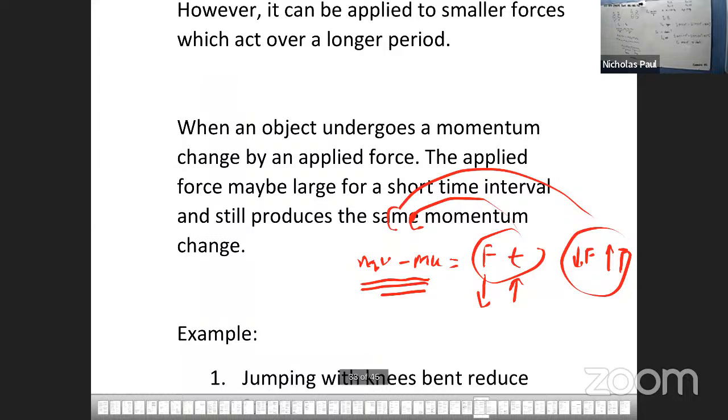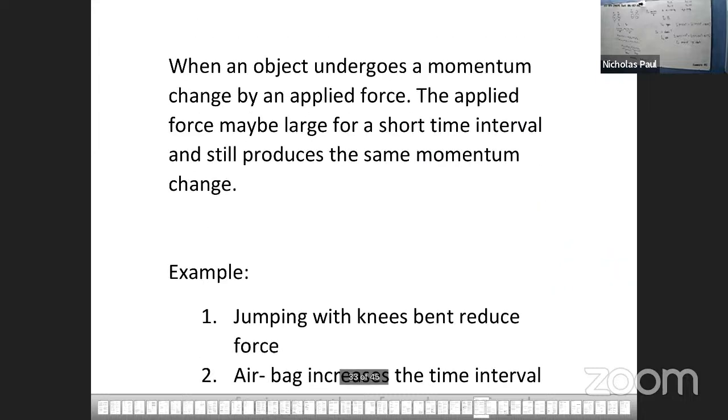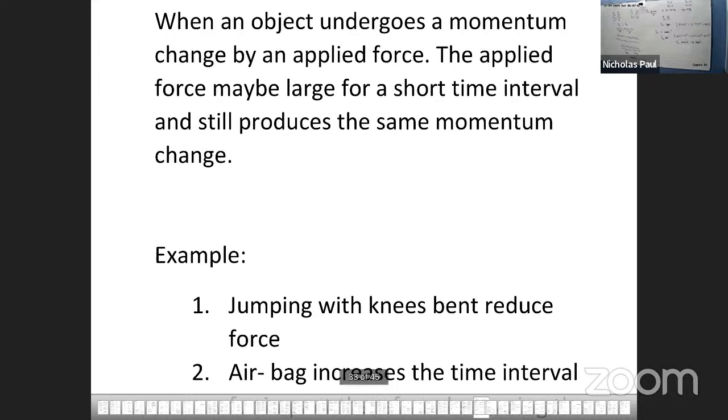It's more popular for what? It's more popular to have a large force acting for. Think about this example here. Jumping with your knee bent. How does that help? So it reduces the force and does what?